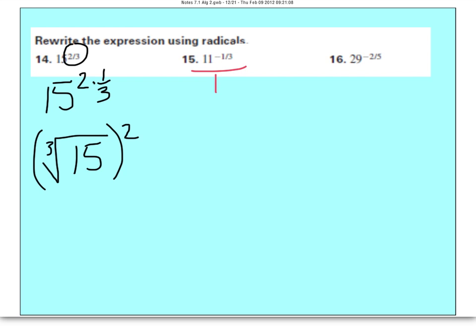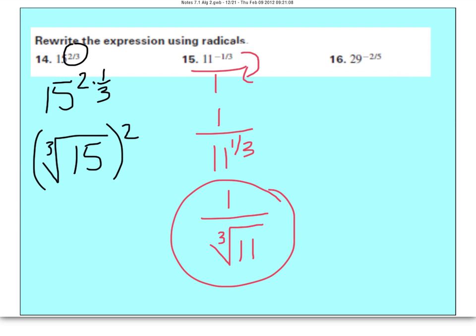For 15, I first want to get rid of all negative exponents, so I bring it down. 11 to the 1/3. Now, the 1/3 doesn't need to be broken up. It's already just saying that means cube root, so I can just rewrite it as this, my radical symbol of 11. Careful, it's a cube root. Put a 3 there, and I have my answer.